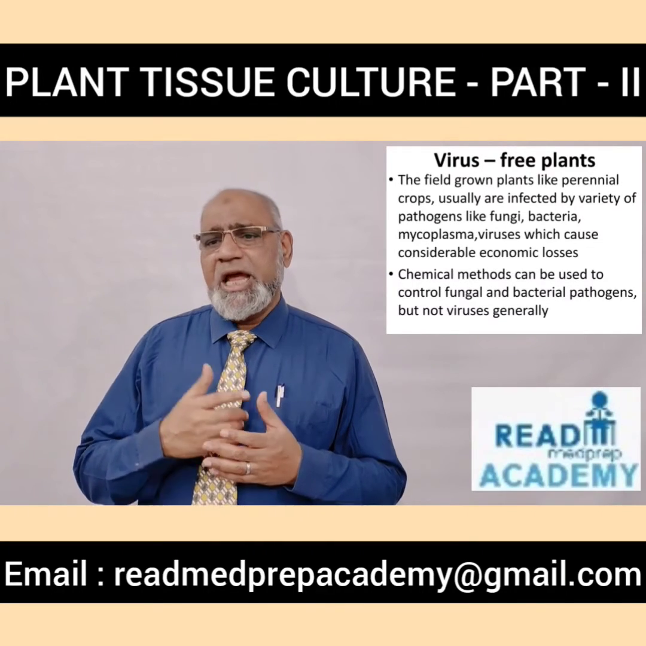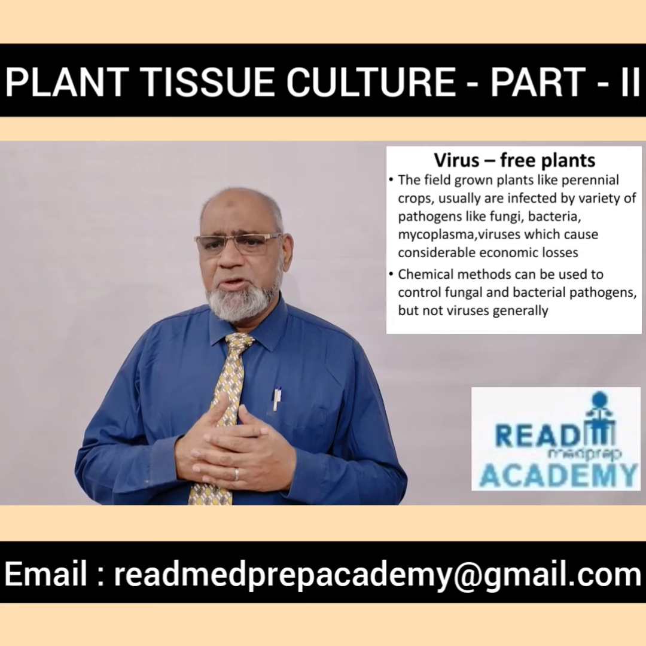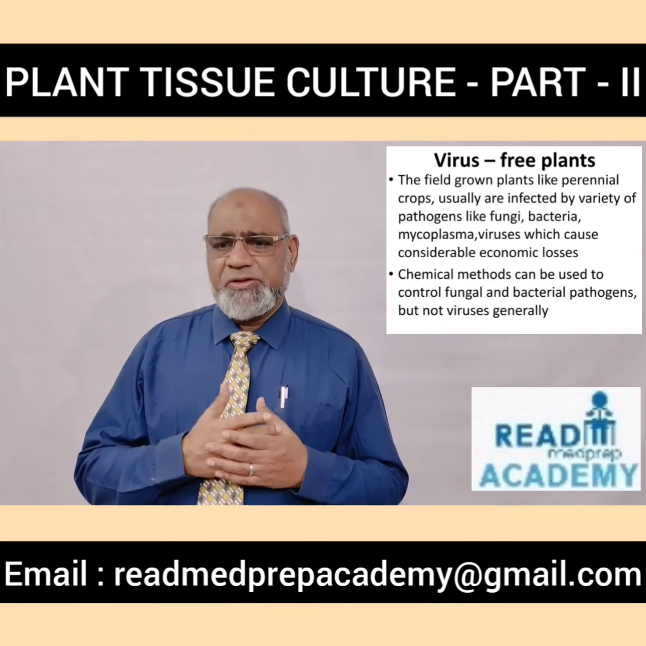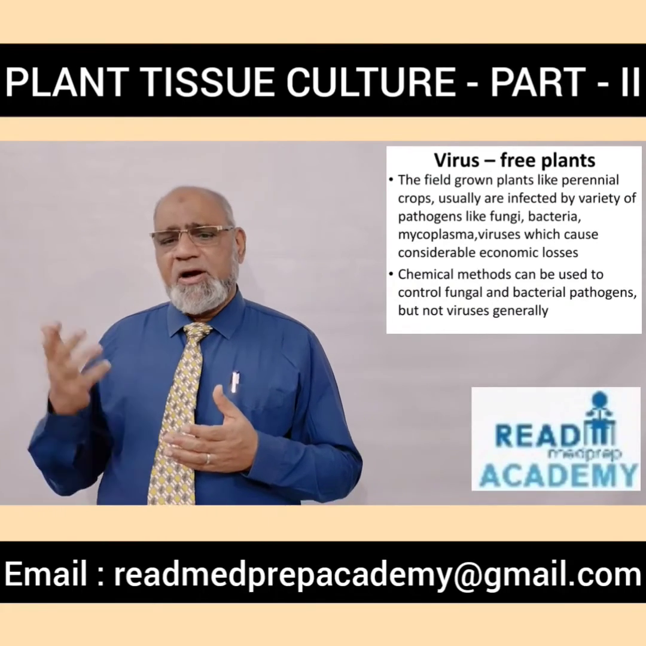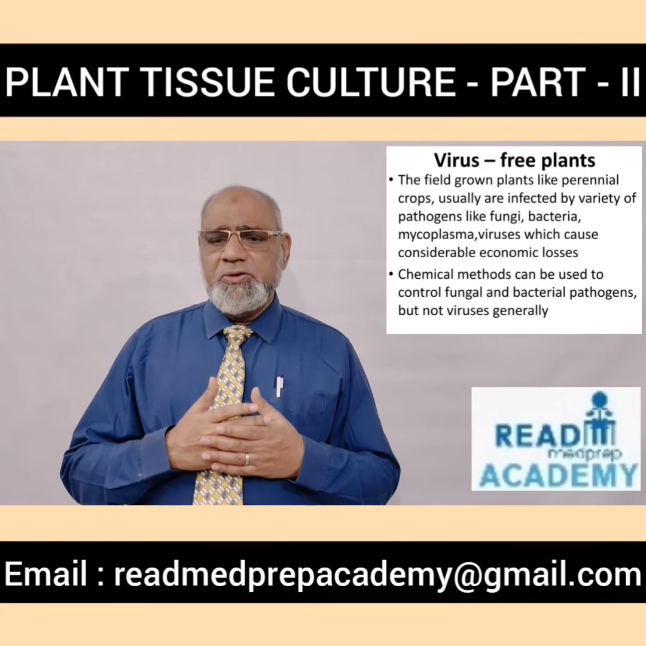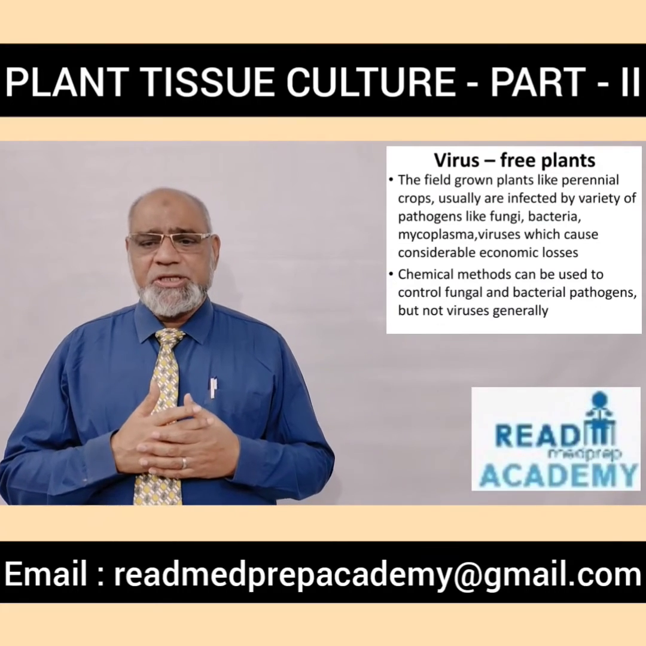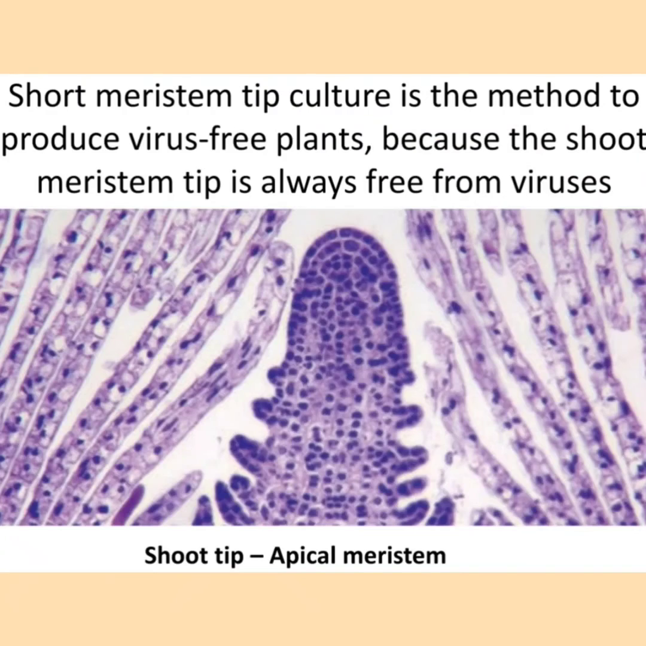Virus-free plants can be grown, like the perennial crops usually infected by a variety of pathogens like fungi, bacteria, mycoplasma and viruses, which cause considerable economic losses. Chemical methods can also be used to control fungal and bacterial pathogens, but generally not viruses. So, shoot meristem tip culture is the method to produce virus-free plants, because the shoot meristem tip is always free from viruses. Here you can see the shoot tip or the apical meristem, which is sterile and free from viruses. This can be used for the propagation of the plants.